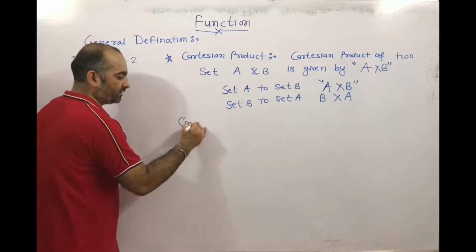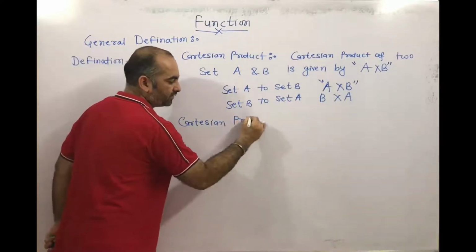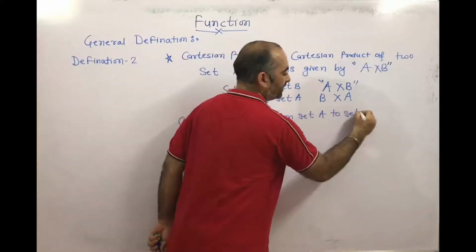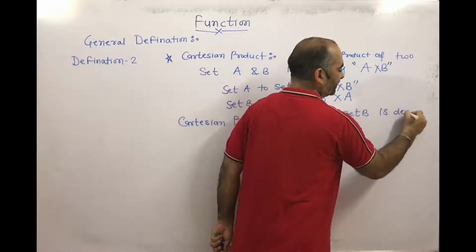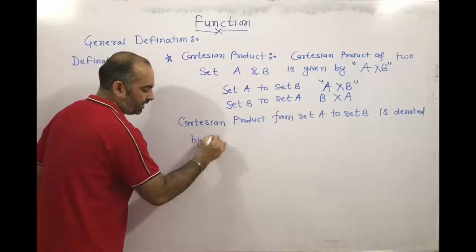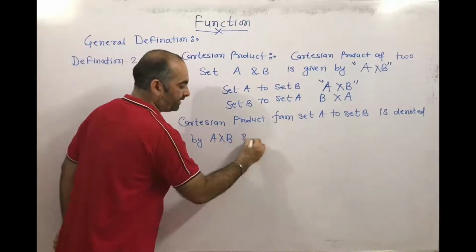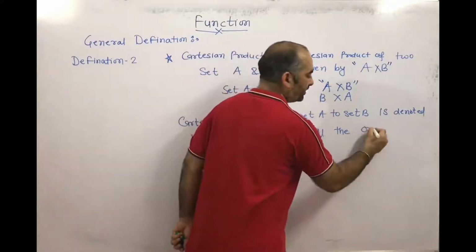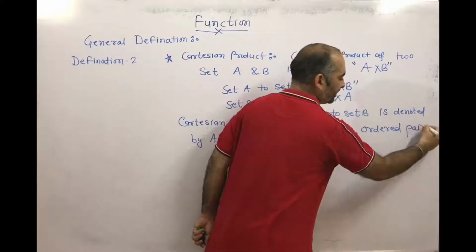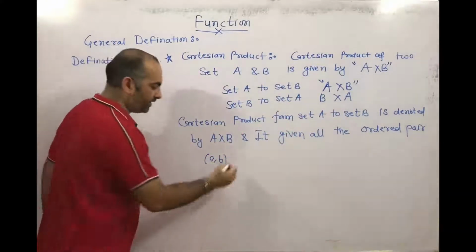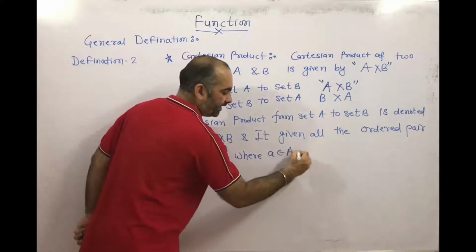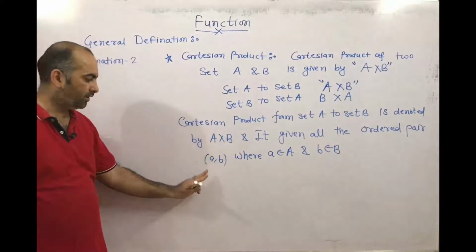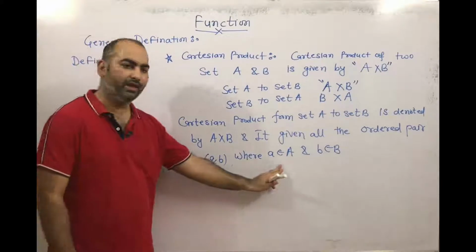So the Cartesian product from set A to set B is denoted by A cross B, and it gives all the ordered pairs (a, b), where a belongs to capital A and b belongs to capital B. So A cross B is denoted by ordered pair (a, b), where the first element comes from A and the second element from B.